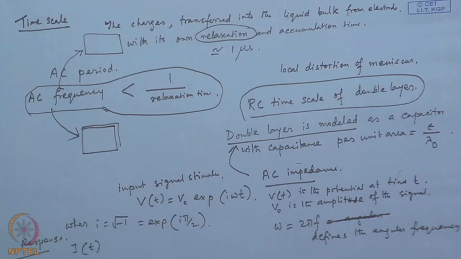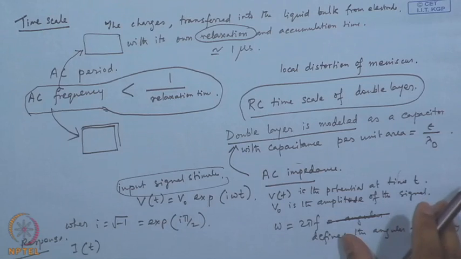In this connection, what we were discussing was the RC time scale, and at the end of last class we were trying to show that the double layer has a particular model as far as this RC time scale is concerned. If one defines the input signal stimulus this way, which is a very conventional one, that is the way it is traditionally done.